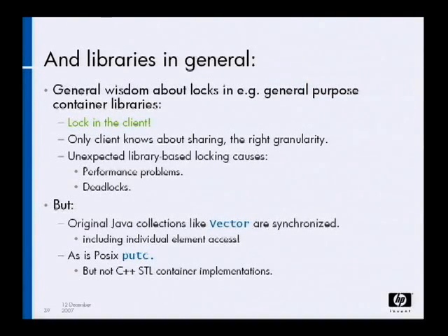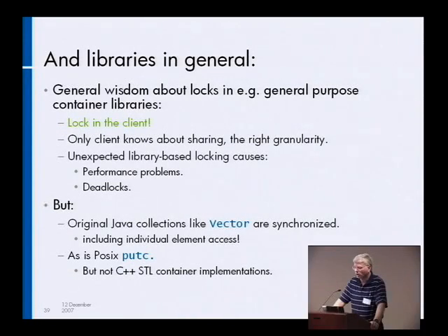Libraries in general that don't deal specifically with threads. I think there have also been some missteps here. The general wisdom about locks and, for example, general-purpose container libraries, I think it's safe to say, is that if you're accessing a general-purpose container library in multi-threaded code, the client knows whether or not that container is being shared between threads, so the locking should occur in the client. This doesn't apply to things that specifically are designed for thread use. The rules may be different. If you don't do that, you get weird performance problems and possibly even deadlock. And there's a lot of experience to substantiate that at this point, I think.